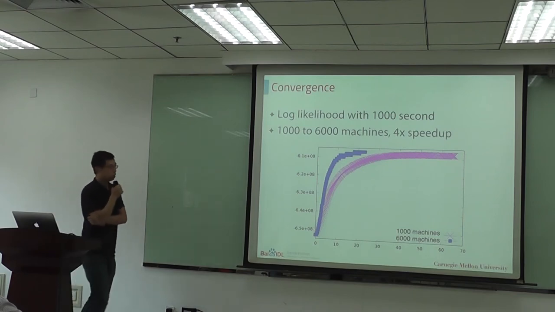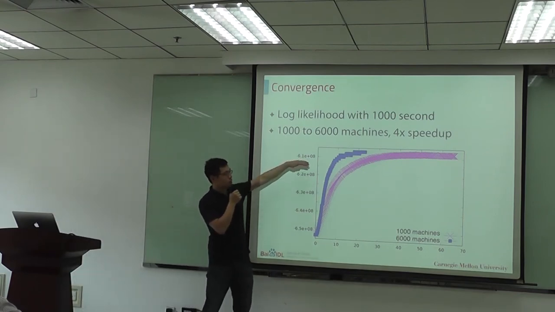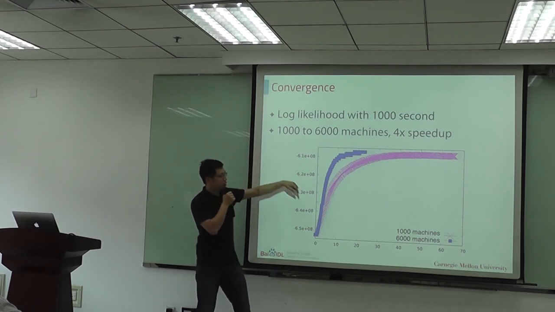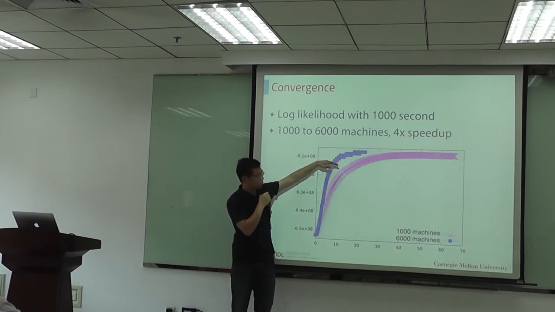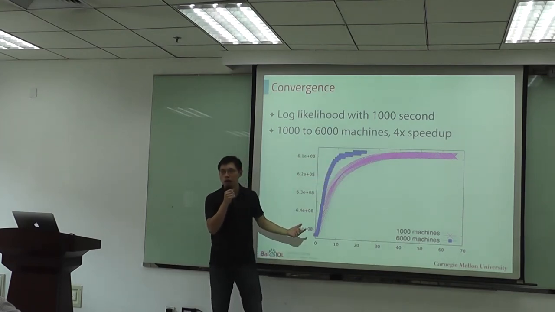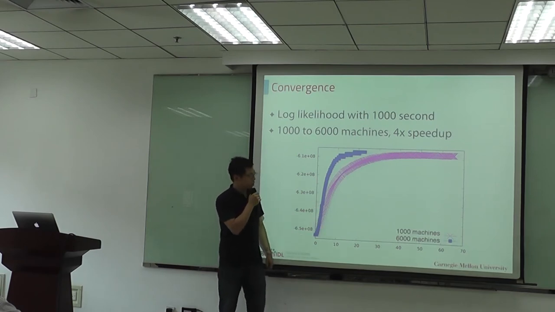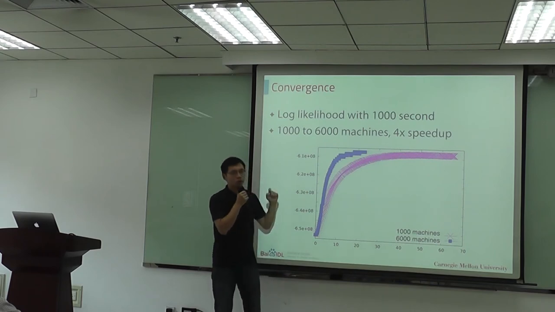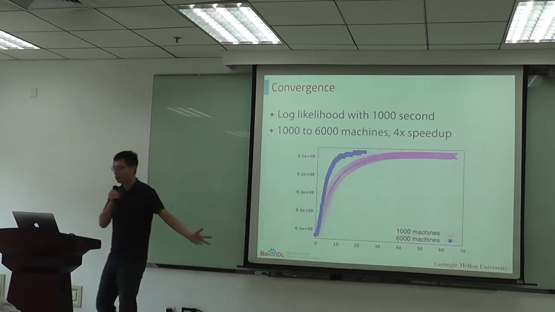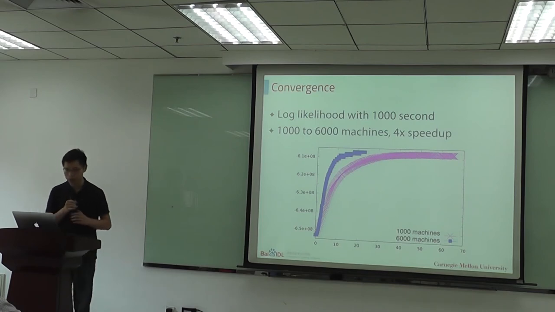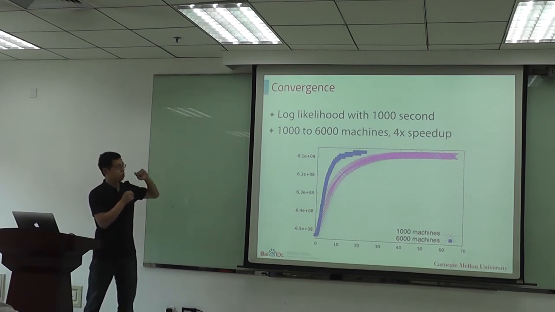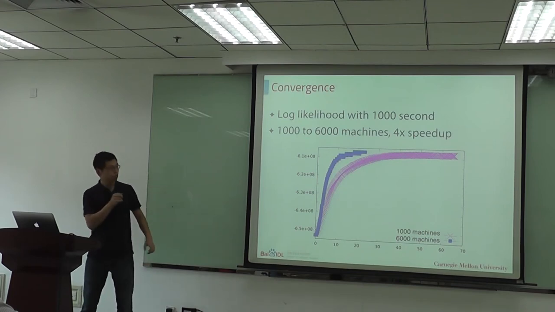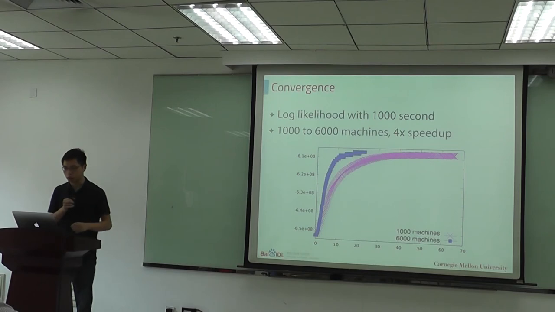Here's the convergence rate, just the log likelihood, the larger the better. So here are two lines. One uses only 1,000 machines, and you get this one in about an hour. And if you increase to 6,000 machines, you can get almost a 4 times speedup for this kind of application. Because the data is small, you can have good scalability if you have tens of machines. To still get this kind of speedup for a very large number of machines is generally much harder.